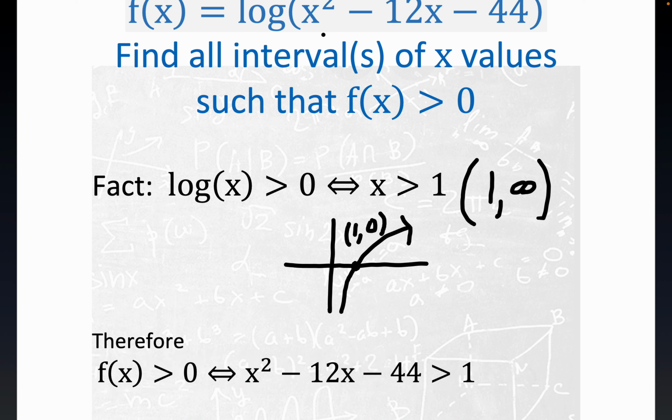So that's why f of x greater than 0 happens exactly when this input to the log function, x squared minus 12x minus 44, is greater than 1. x squared minus 12x minus 44 is our new input. Here, x was our input, and it always has to be greater than 1. We now have a different input, and we have to force it to be greater than 1, and solve. We solve that, we'll have the solution to the problem.